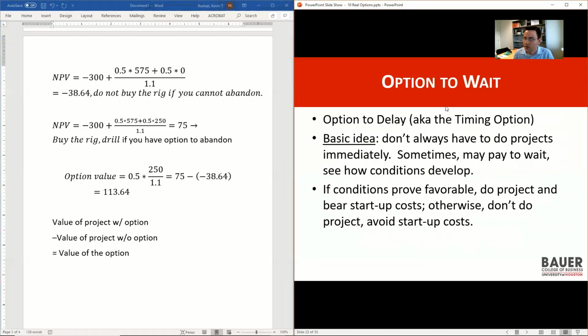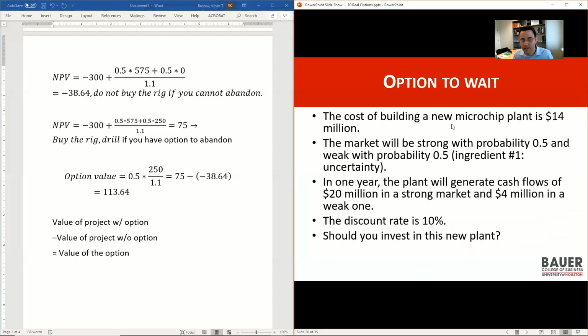The last type of option I want to talk about is the option to wait. You delay things, you don't commit right away. That gives you more information, and that more information lets you make a better decision. So you don't always have to commit to things right away. Sometimes you wait, see how things work, and then make a better decision. If things look more favorable than what you initially thought, then you can go through with the project. Otherwise, you can avoid the project, and you can avoid paying those startup costs. Okay. So let's do an example of that.